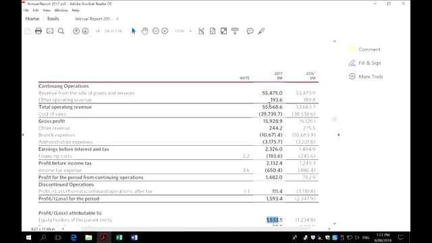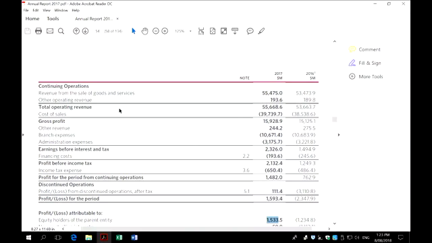Any income from discontinued operations will be non-operating. Any income from disposing assets, no matter if it's property, like a warehouse, or equipment, or business units, they are not operating.